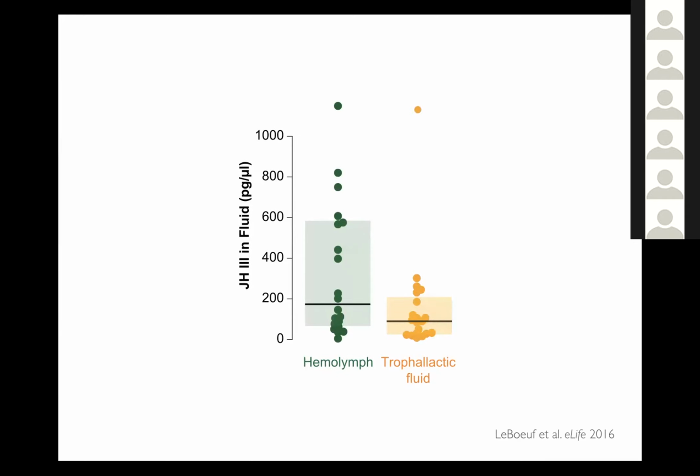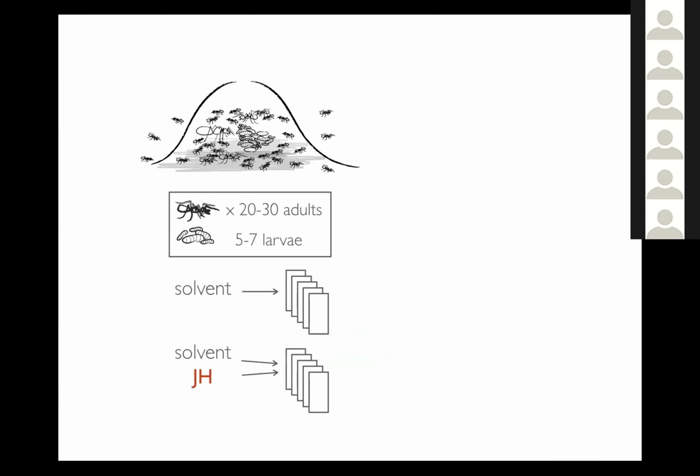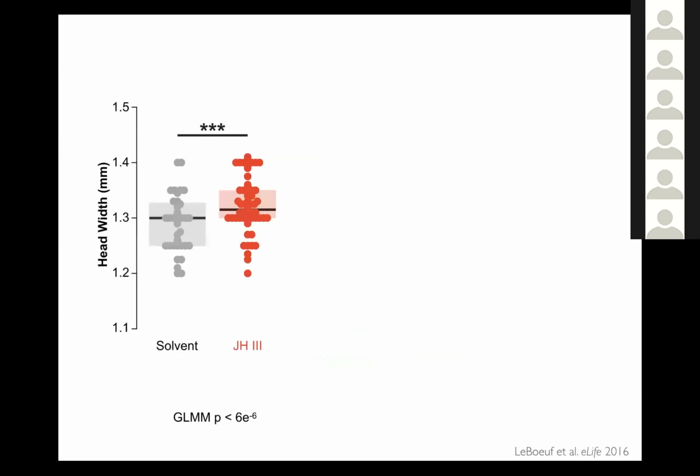So we wanted to see if it could have an effect on development. To look at that, we took groups of ants and gave them larvae to rear. We supplemented their food with either solvent alone or solvent plus this juvenile hormone. Then over time, we looked at the pupae and saw what they became. What we found was that the adults reared in the juvenile hormone supplemented condition were slightly bigger than in the solvent-only condition.